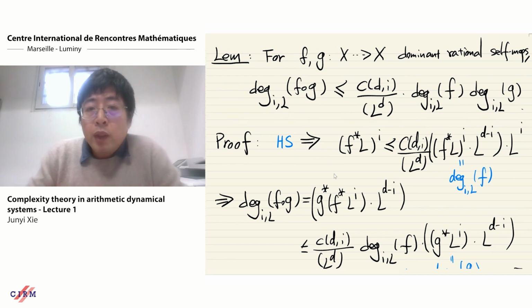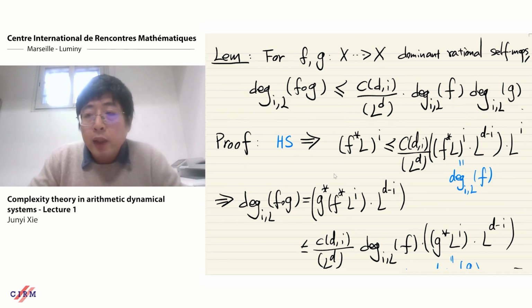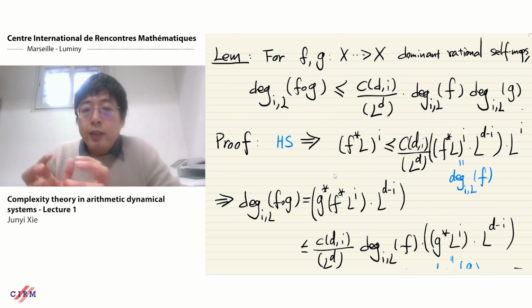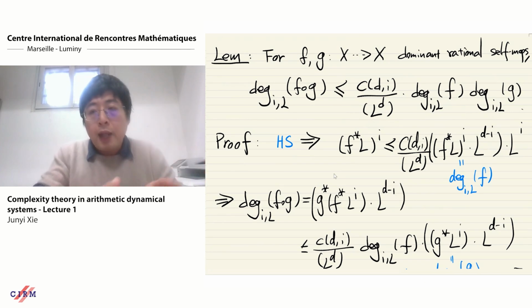So if you have two dominant rational self-maps F and G from X to X, you can show that the ith degree of the composition F compose G is less equal to some constant only depending on d and i, divided by L^d, times the degree of F and the degree of G. And the proof is very simple. You just apply this inequality directly.